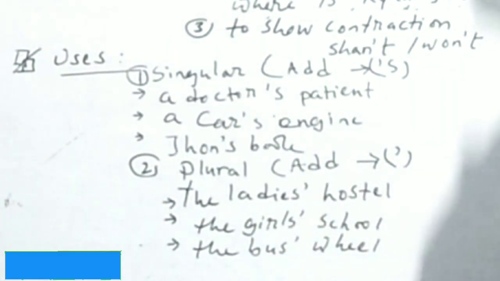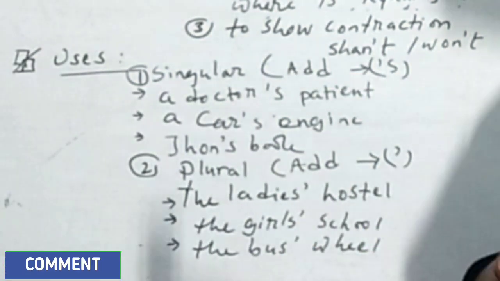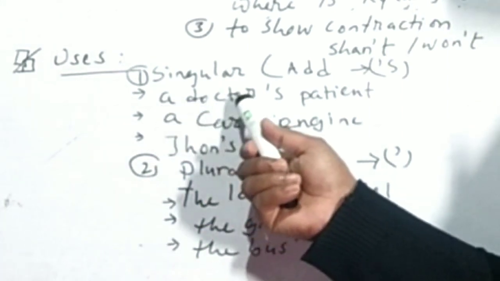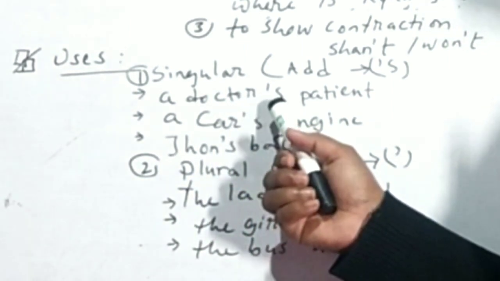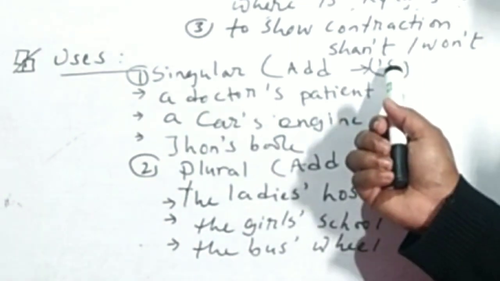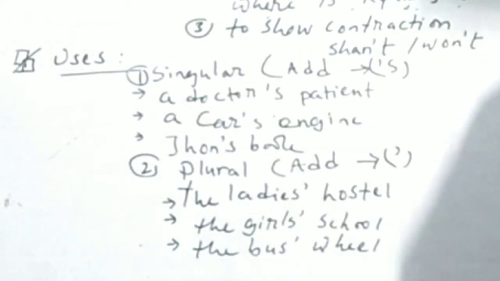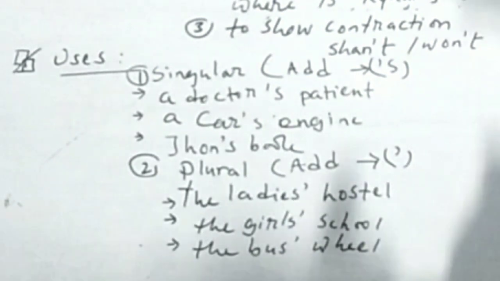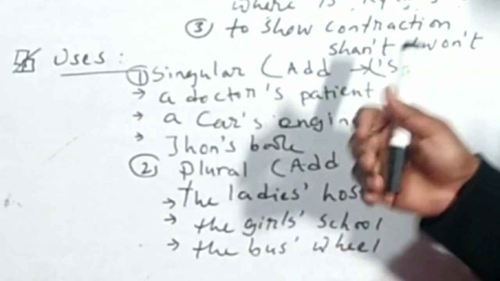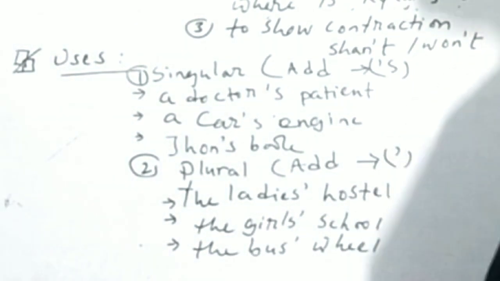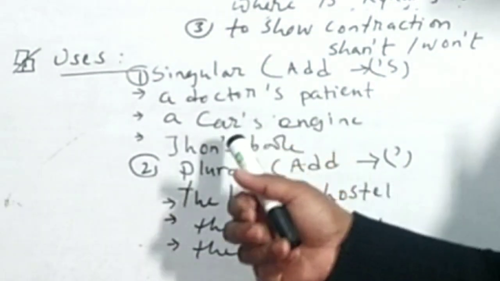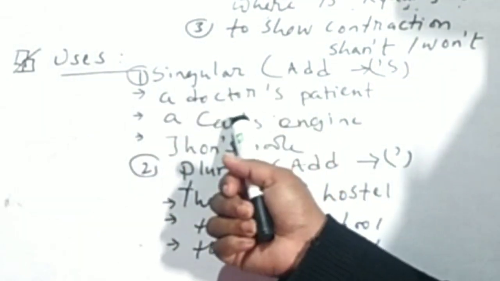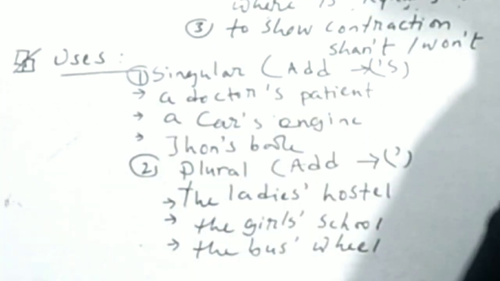Singular: when we use an apostrophe with a singular noun, like doctor's patient, here doctor is a singular, common noun. Here we add just apostrophe plus s. Always remember, when we find any common noun or singular noun, we use apostrophe plus s. Doctor's patient, the patient of the doctor. A car's engine, the engine of the car. Here car is singular, so it takes apostrophe and s to make possession or ownership.